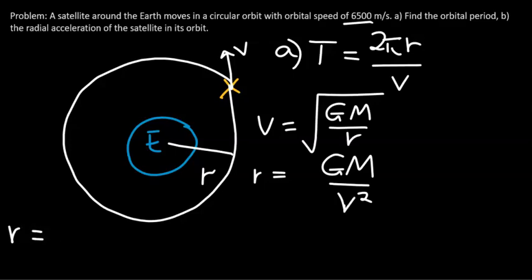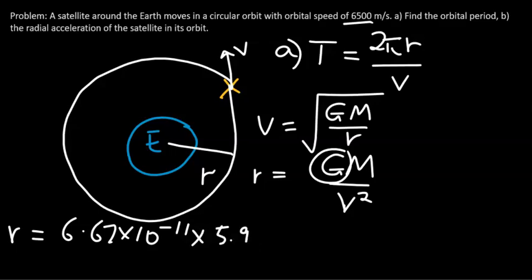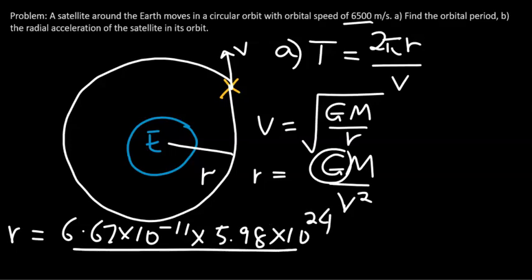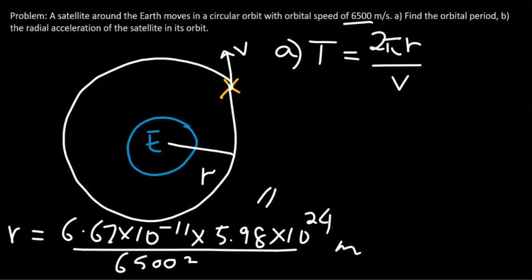So the orbital distance r is given by 6.67 times 10 to the power minus 11. That is the gravitational constant. The mass of the Earth is 5.98 times 10 to the power 24 kg. v is known to be 6,500 meters per second, and don't forget to square that. And this will give you the orbital distance in the unit of meters. And that's going to give you a value of 9,440,615 meters for little r.